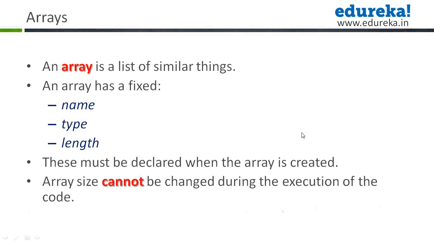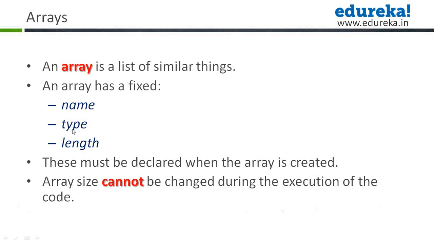Now, one final concept for today will be arrays, and then we'll be solving a few questions on these topics that we learned today. So we come to arrays. An array is a list of similar things. An array has three fixed things. One is the name of the array. So what will be the name of that particular array?